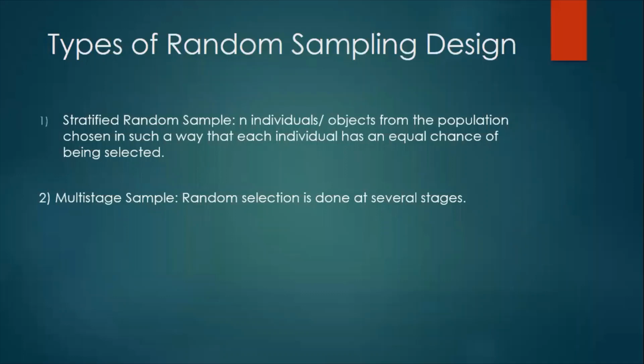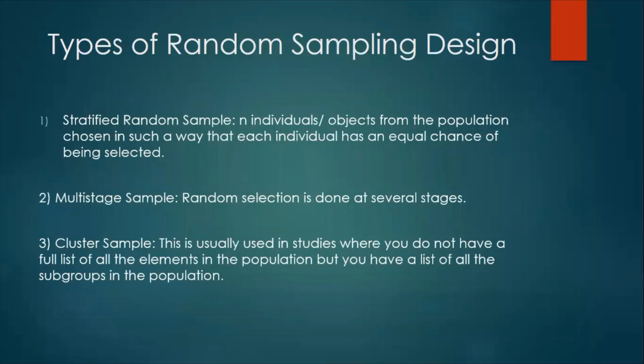We also have cluster sample. This is usually used in studies where you do not have a full list of all the elements in the population, but you have a list of all the subgroups in the population. So when you have cluster, you normally have a population, you choose a sample, and within that sample, you choose everyone in that sample. So normally when you're doing sampling distribution and you see the word all in it, you know that you're dealing with cluster sample.